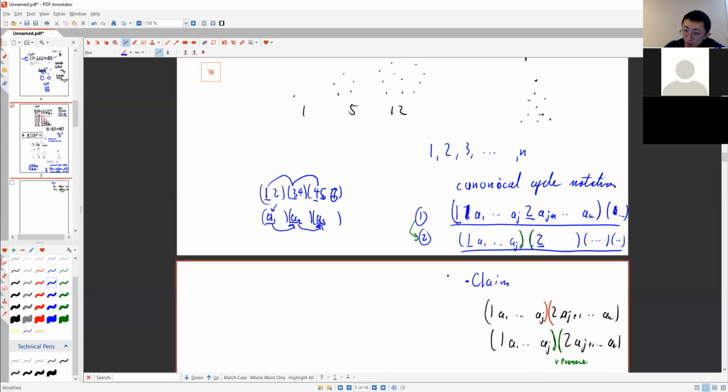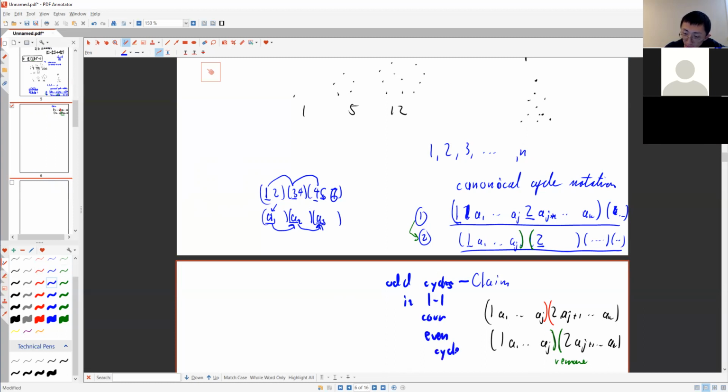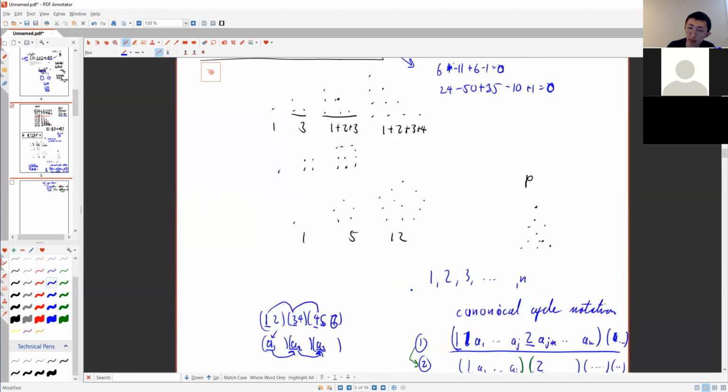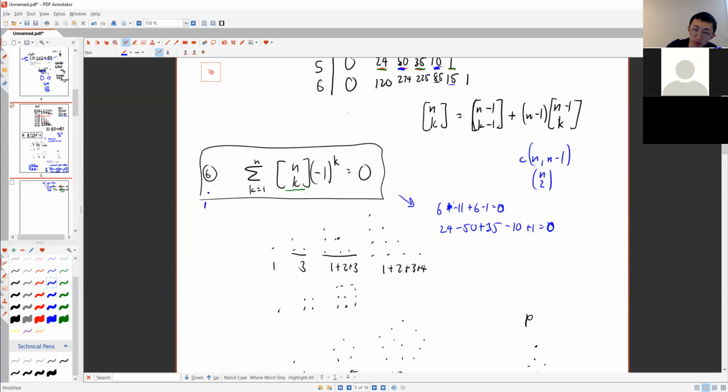So, the claim was just that the odd cycled ones are in 1-to-1 correspondence with those with an even number of cycles. So yeah, the claim is basically number 6. Okay.